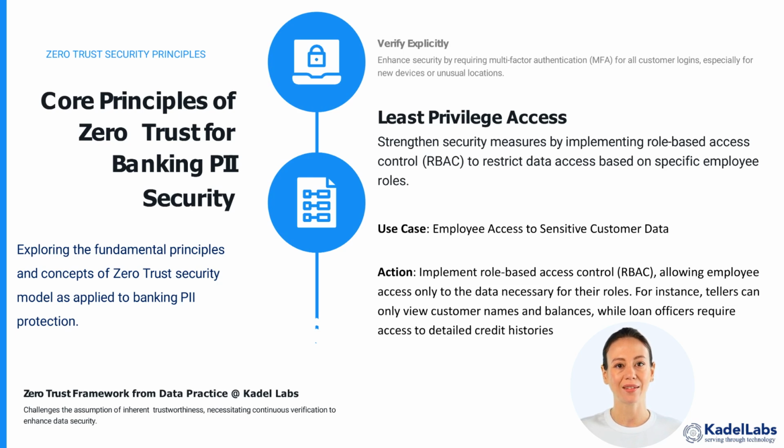A practical use case is employee access to sensitive customer data. For instance, tellers in a bank only need to see customer names and account balances to perform their tasks. On the other hand, a loan officer who deals with more detailed financial data requires access to credit histories. This differentiation ensures that data access is strictly controlled. To enhance security, it's essential to implement RBAC so that employees only access the information required for their specific roles. This not only reduces the risk of data breaches, but also ensures compliance with data privacy regulations.